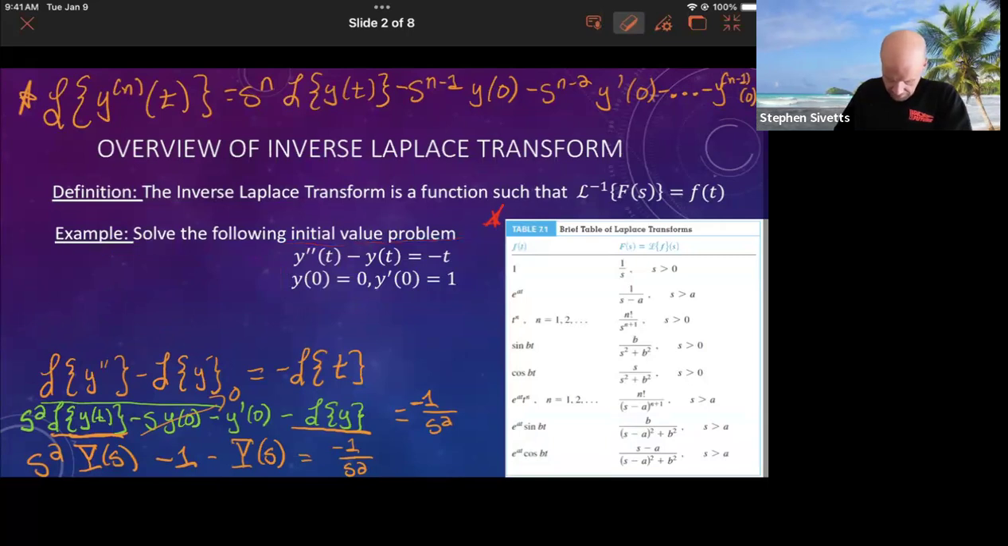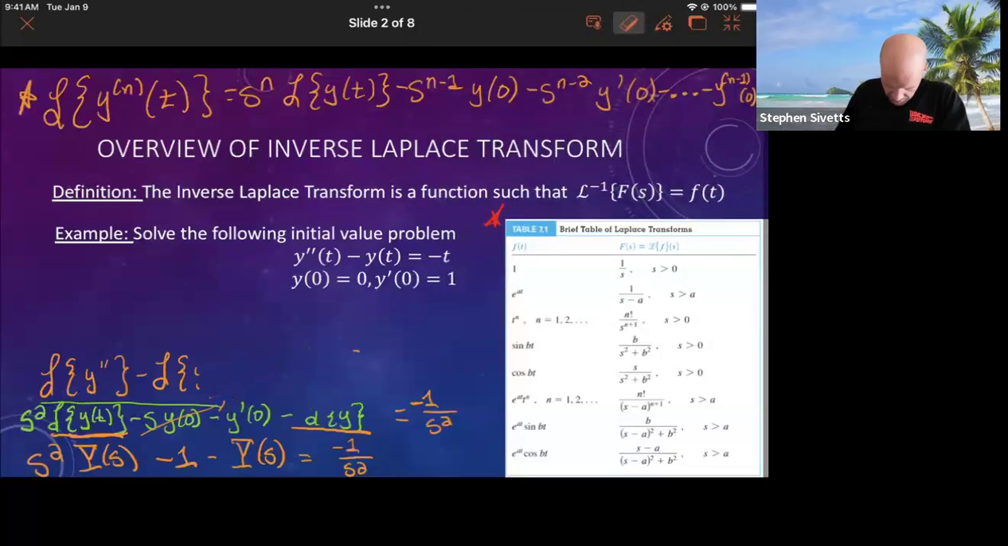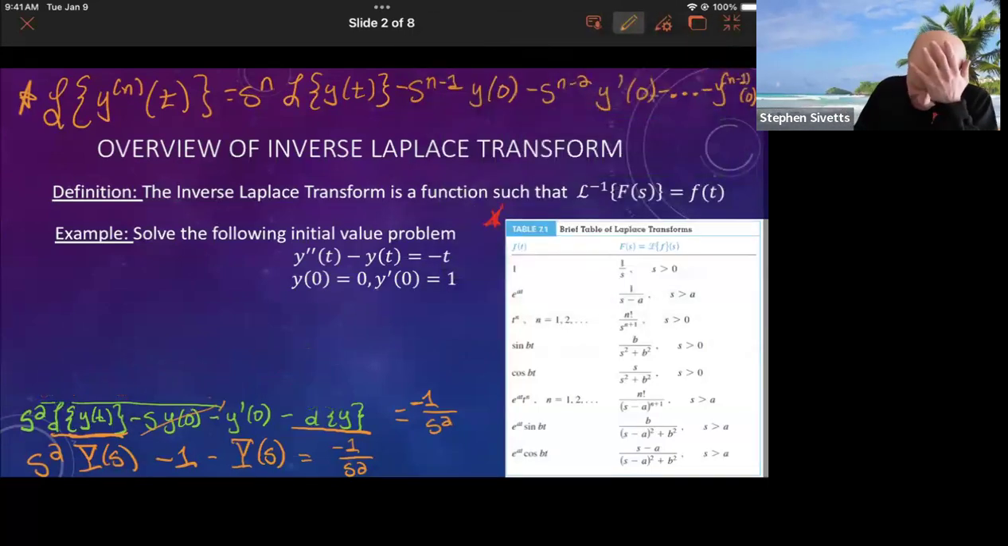So now the next step here is to solve, Jesus Christ. Okay, come on now. Work with me. All right. So the next step is to solve for this capital Y of S.